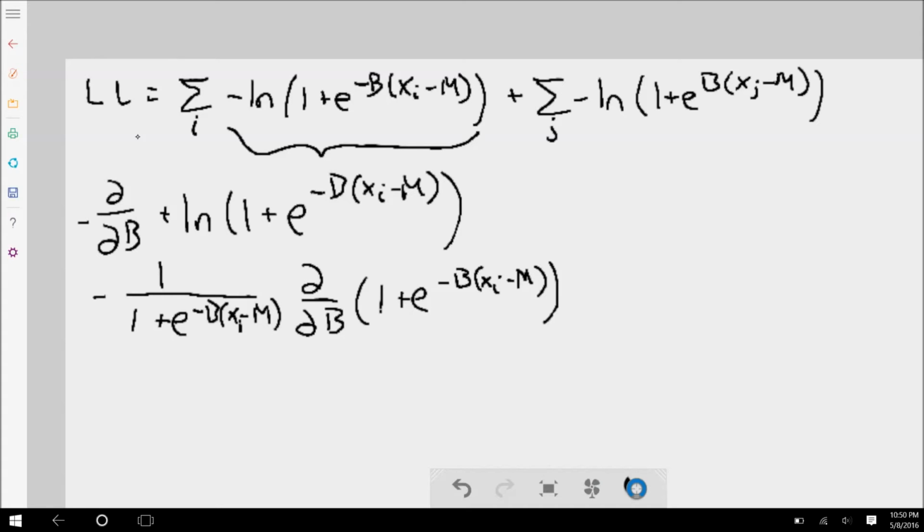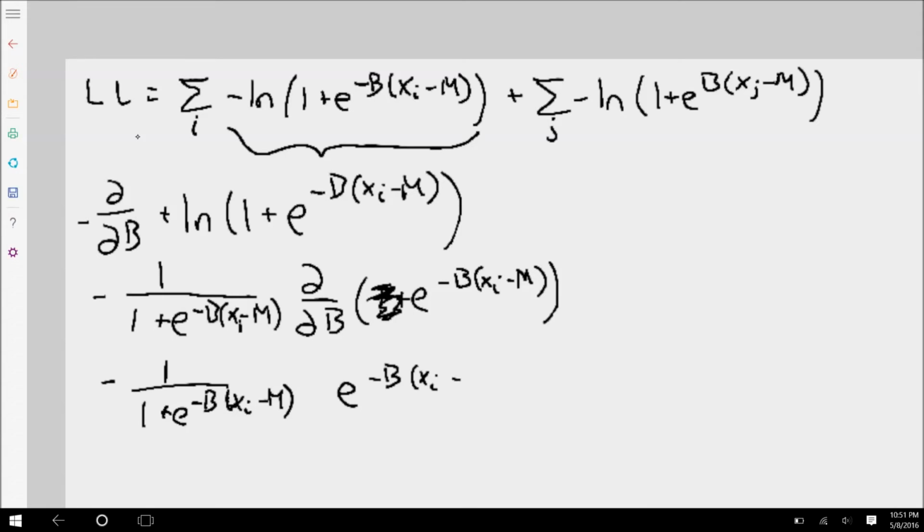Then we distribute this partial derivative to the 1 and the e to that, and remember, the derivative of a constant is 0, so this doesn't matter at all. And so we get negative 1 over 1 plus e to the negative b times xi minus m, times the derivative of an exponential with our derivative rules, which is just itself, e to the negative b xi minus m, times the derivative with respect to b of the top, which is just negative xi.